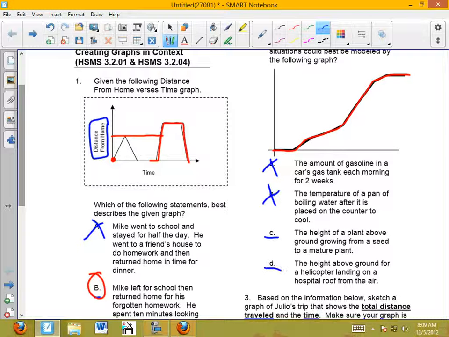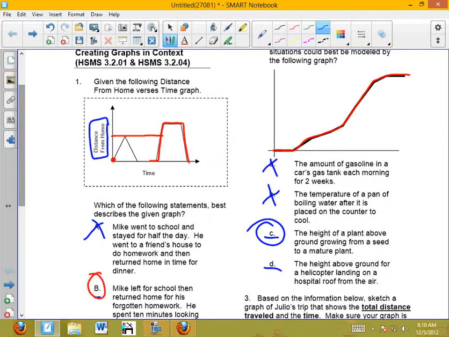Oh boy. Now here's the dilemma we have. These two could be accurate. A plant growing, the height of a plant above the ground growing from a seed to a mature plant, maybe. A helicopter above ground, the height above ground for a helicopter landing on a hospital roof, maybe. So here, this is one where we just have to take a guess. I'll be honest with you. I really like the height of a plant above ground better. That's just me. On a test, if it was something like this, I would accept either one.